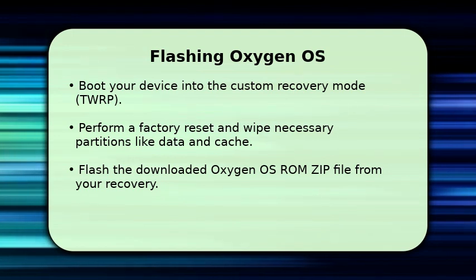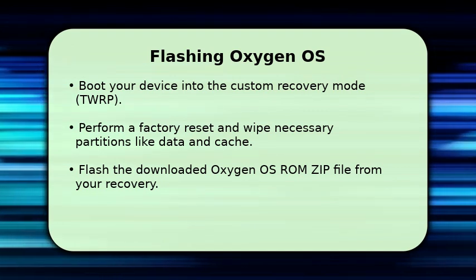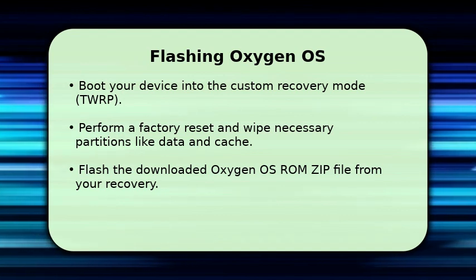Once in recovery, perform a factory reset and wipe essential partitions such as data, system, and cache to ensure a clean installation. After wiping, navigate to the Install option and flash the downloaded Oxygen OS ROM zip file. This step can take several minutes to complete.